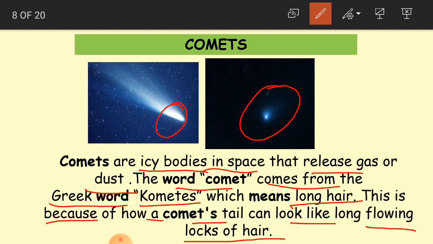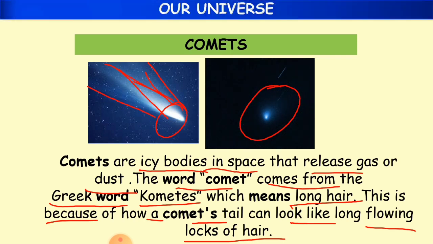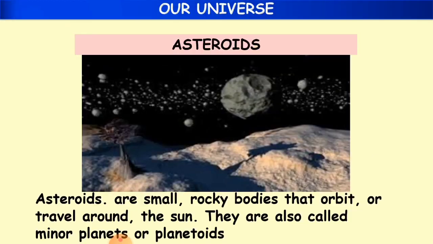Are you able to see how it is? Like a girl having long hair, long flowing locks of hair. So because this comet looks like that, they have given this particular celestial body the name comet. Because a comet's tail, this is the comet's tail, can look like long flowing locks of hair. Clear, children? Yes.